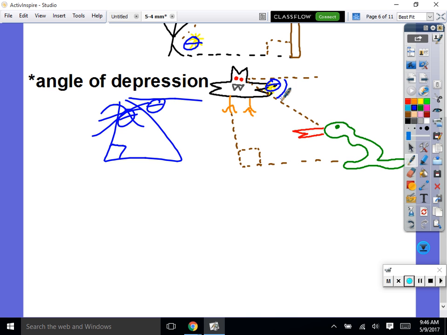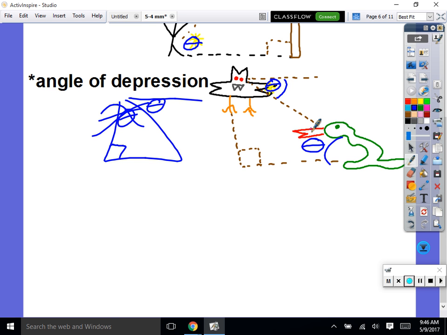So now this angle and this angle are called alternate interior angles. Do you remember learning that? So they're the same. So this is also the angle of elevation, isn't it? From the snake looking up, the angle of elevation is down here. So guess what? Angle of elevation and angle of depression are the same.